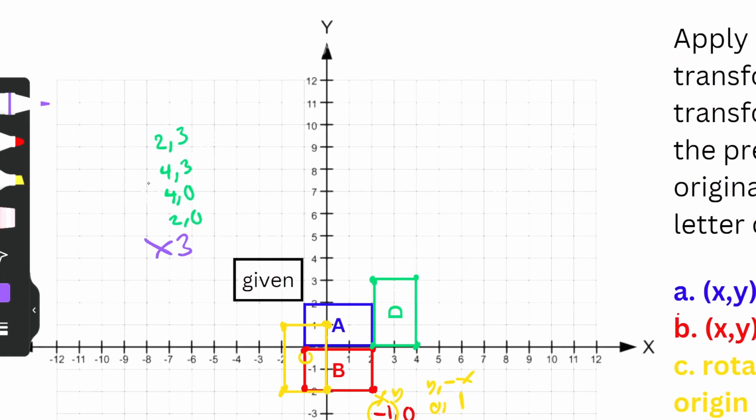So this is 2 comma 3. So what's 2 times 3? That's 6. What's 3 times 3? That's 9. Again, multiply everything with 3. Now let's do this. 4 comma 3. What's 4 times 3? That's 12. What's 3 times 3? It's gonna be 9. How about this one? 4 comma 0. What's 4 times 3? 12. What's 0 times 3? That's still 0. How about 2 comma 0? 2 times 3 is 6. And then 0 times 3 is also 0. So these are the coordinates of our figure E.